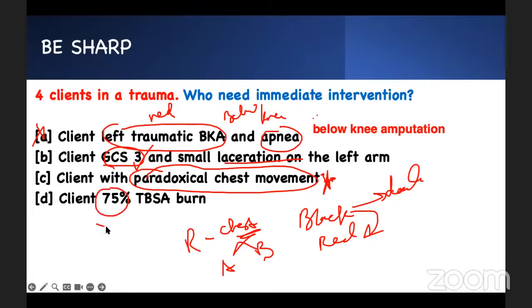Anybody with greater than 60% total body surface burn is dead. There's no way. If you calculate how much fluid he's going to get, and this is a trauma, you don't have time for this patient. So don't worry about him. So this one is gone. This is your patient. Whoever has a severe injury that is not salvageable, you let them go.